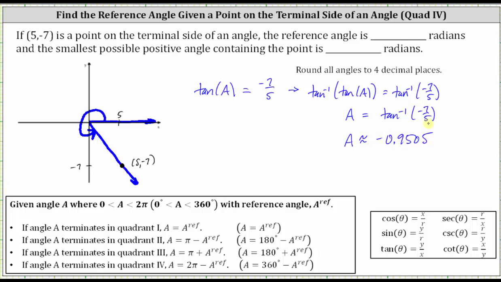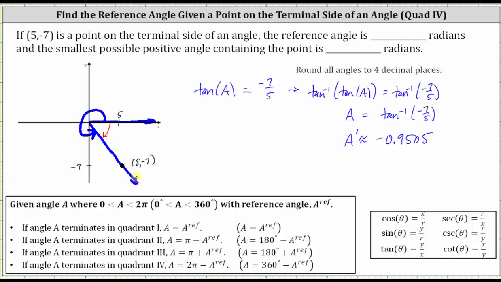And right away, we know this is not the angle we are looking for because it's negative. So let's go ahead and label this angle A prime. This angle starts along the positive x-axis, rotates clockwise 0.9505 radians, which should be this angle here that is coterminal to the angle we are looking for.